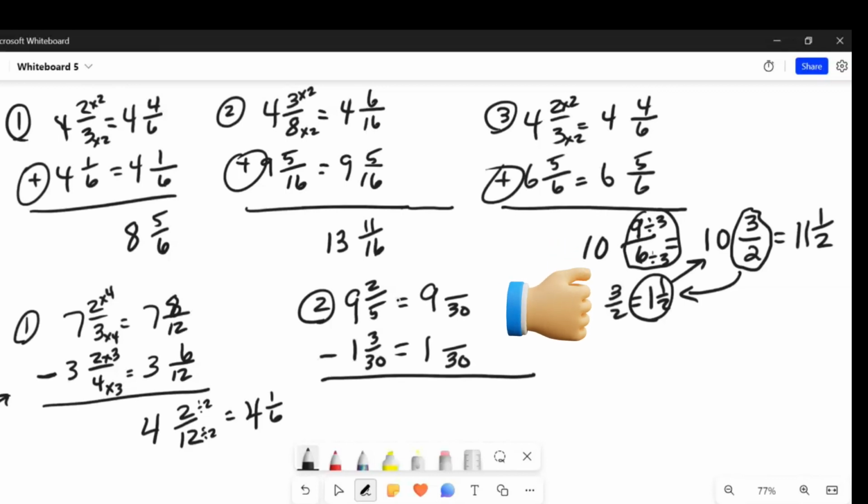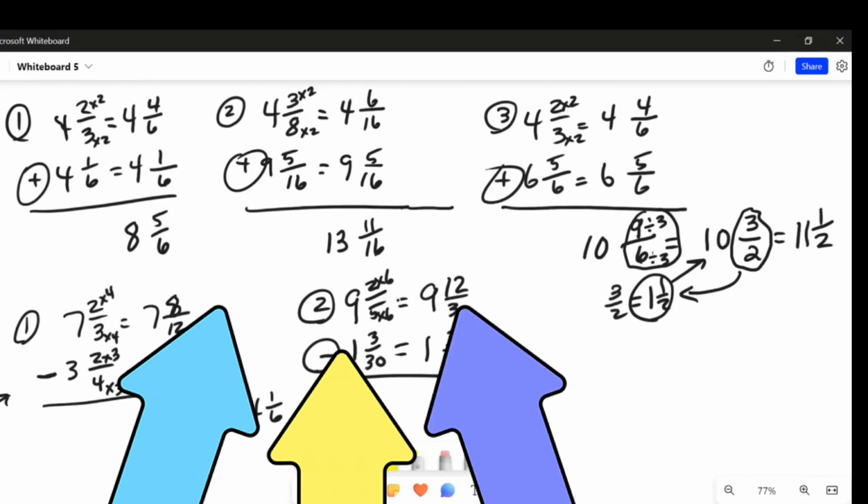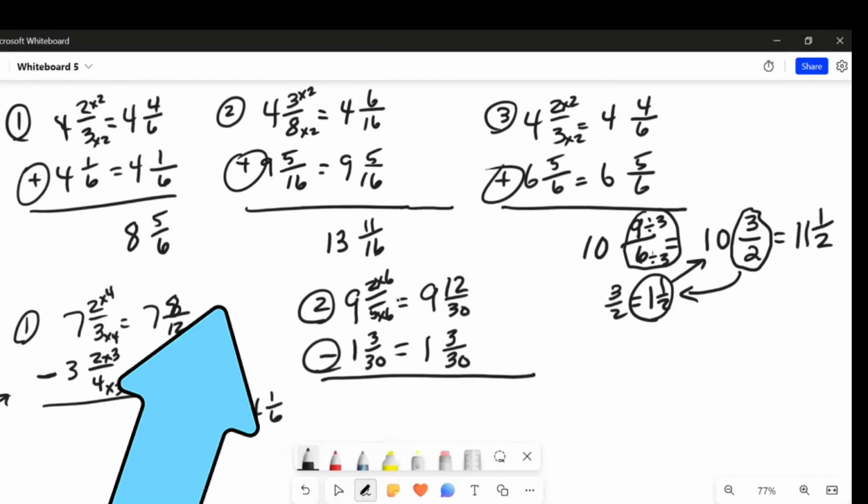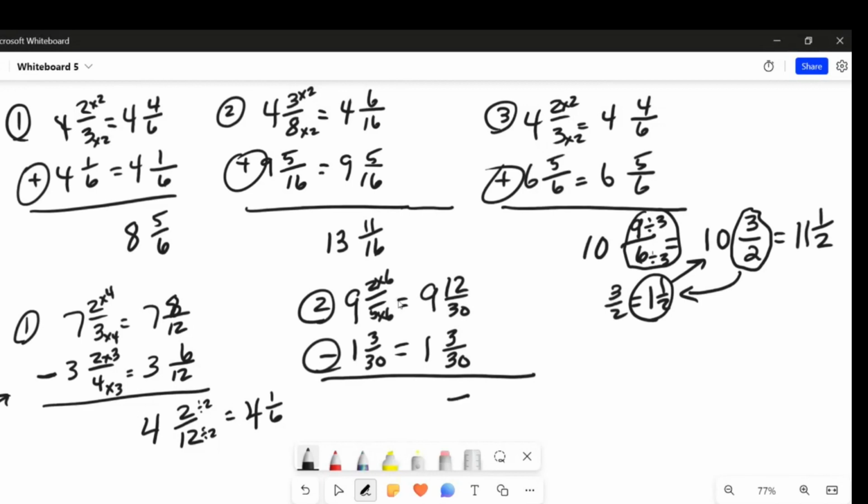So 2/5 changed into 30ths. To take 5 and turn it into 30, we multiply by 6. So if we do that on the bottom, we have to do that on the top and get 12. This is already 3/30ths, so we don't have to change it. And now we need to remember we're doing subtraction. So I've got 12/30ths minus 3/30ths. And if you take 3 from 12, you get 9. And 9 minus 1 is 8.